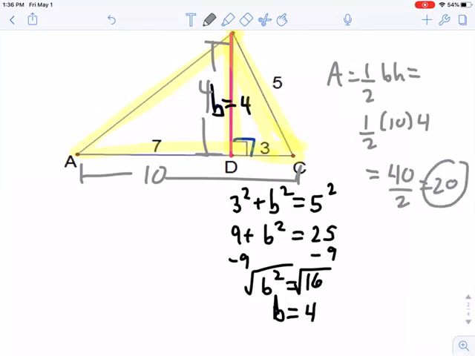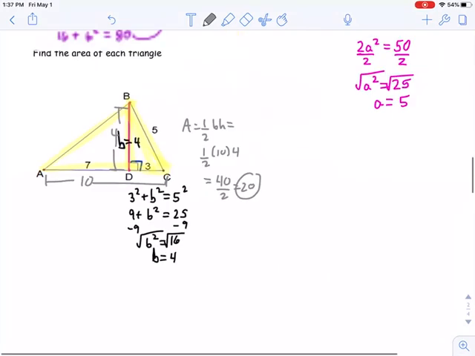So it told me to find the area of the triangle. I did. Hooray me. I'm so smart. I'm so proud of myself.